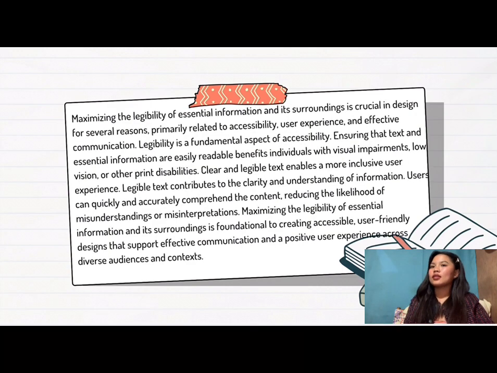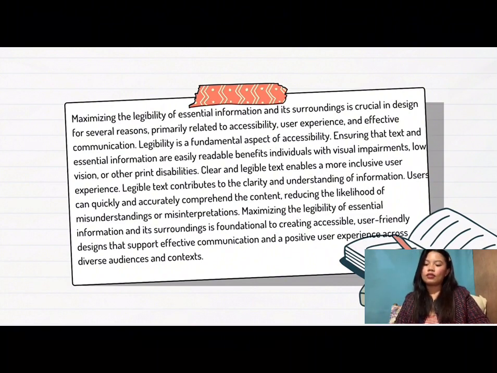legible text contributes to the clarity and understanding of information. Users can quickly and accurately comprehend the content, reducing the likelihood of misunderstandings or misinterpretations. Maximizing the legibility of essential information is foundational to creating accessible, user-friendly designs that support effective communication and a positive user experience across diverse audiences and contexts.